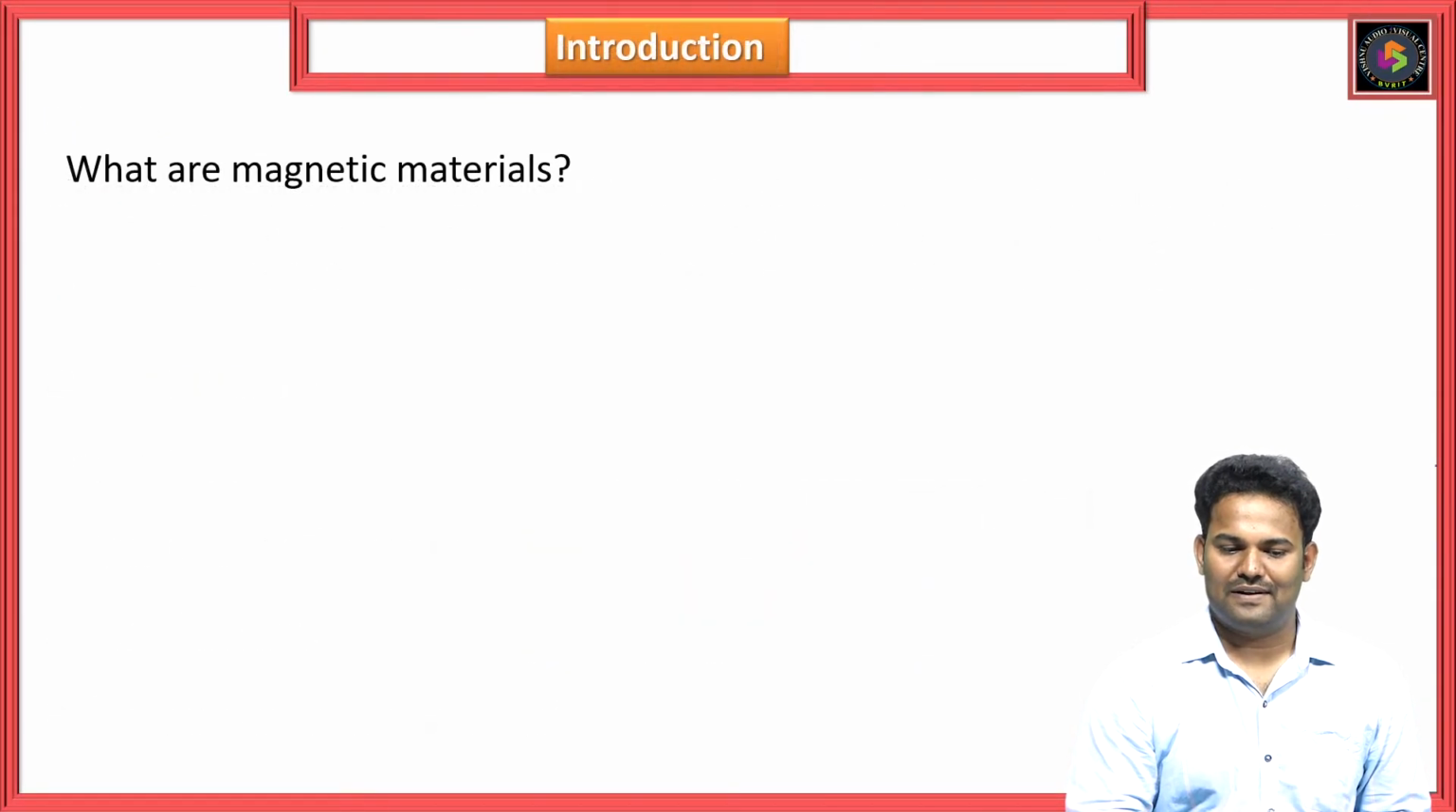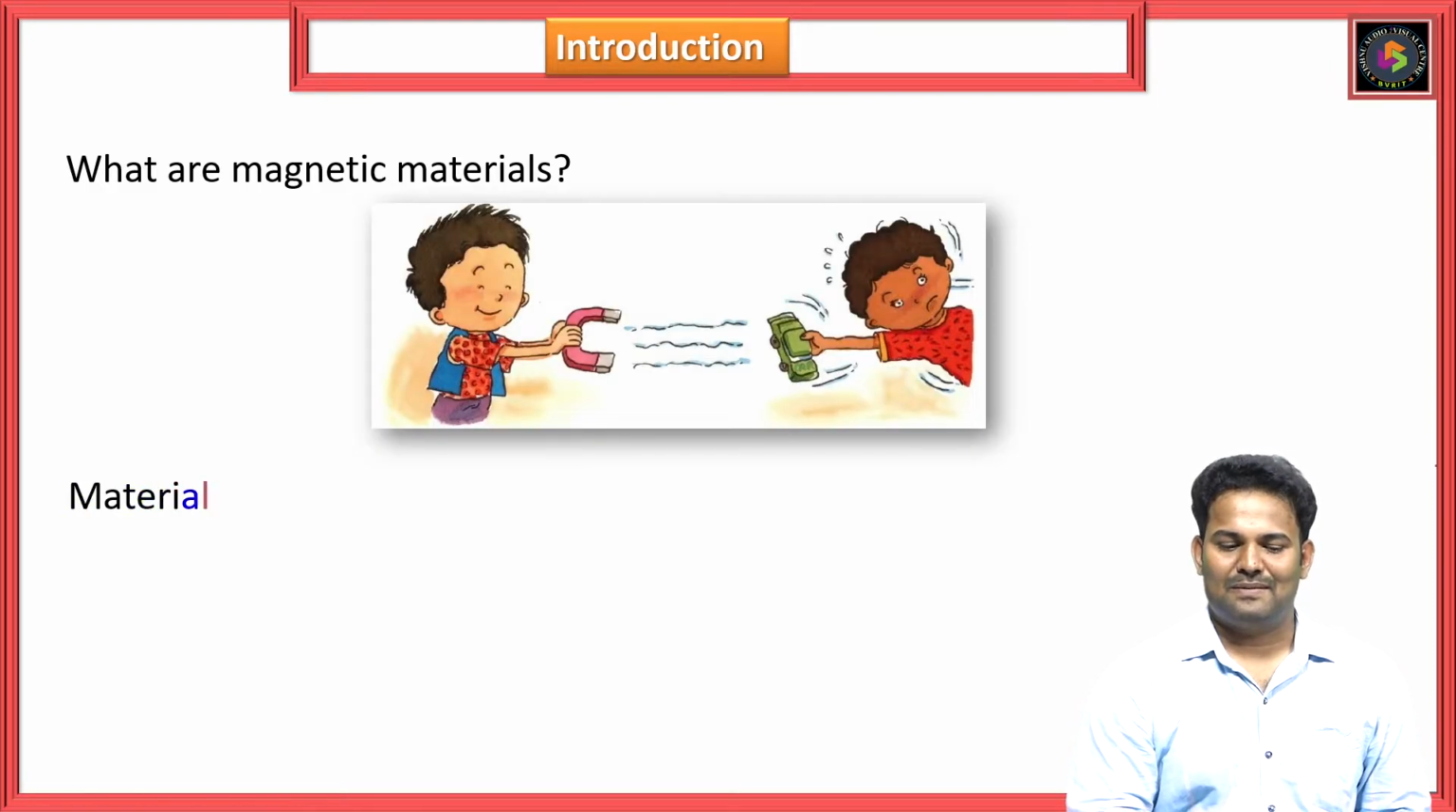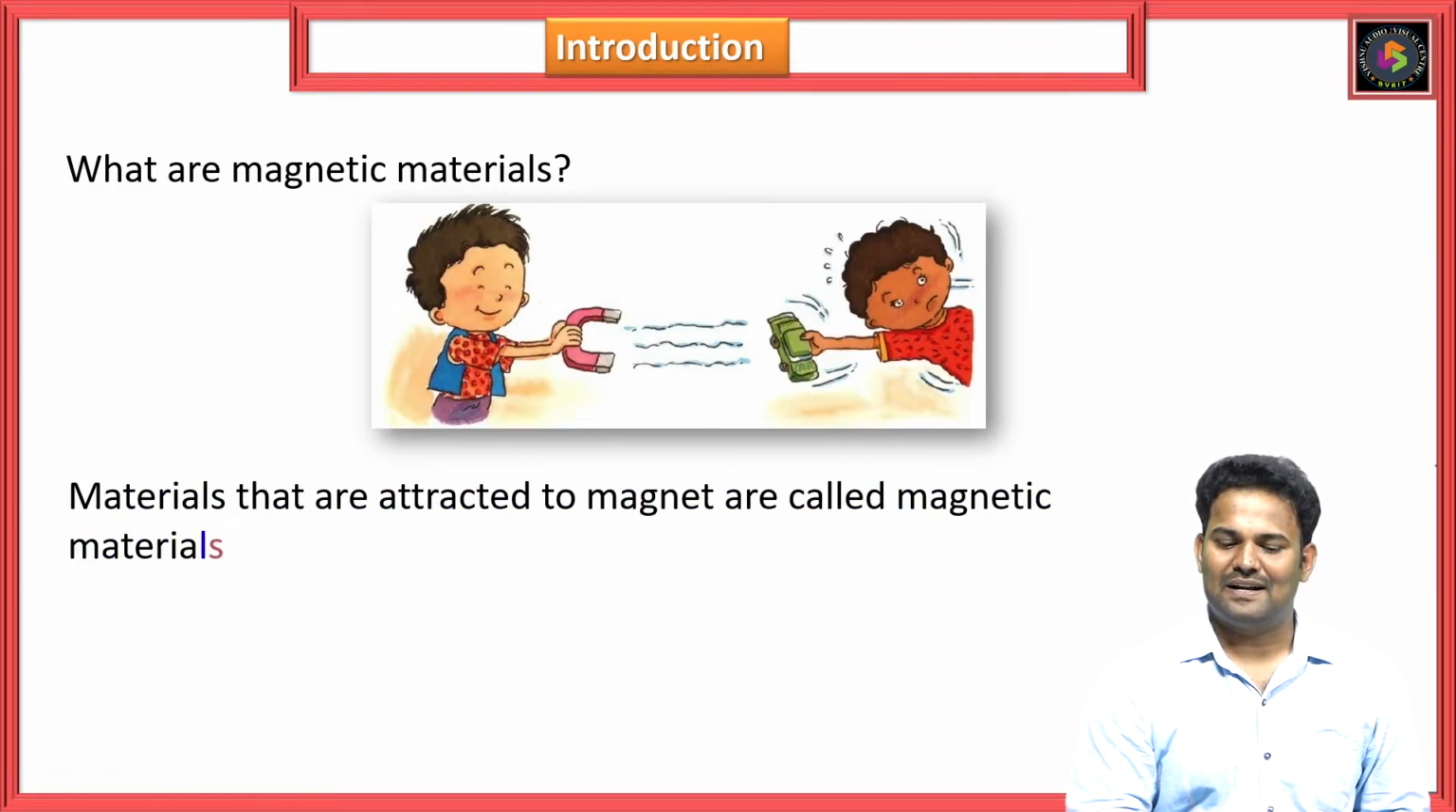Now I will move to the introduction of magnetic materials. So what are magnetic materials? This is the fundamental question, and we receive this question from the very lower levels also. The materials that are attracted to a magnet are called magnetic materials.